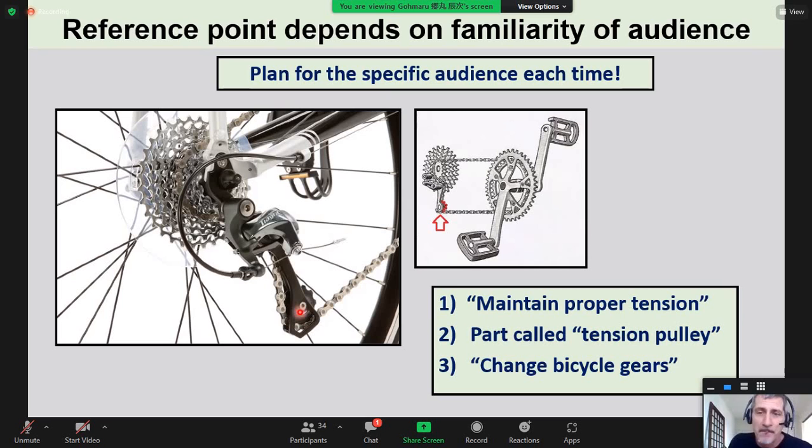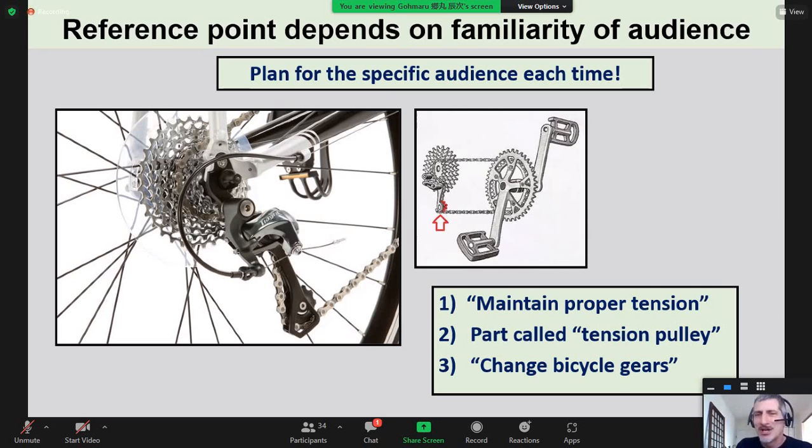from falling off. Okay, so those are 3 examples to talk about the role of the same thing, but assuming different backgrounds and interest in my audience, I used a different reference point to open each one.